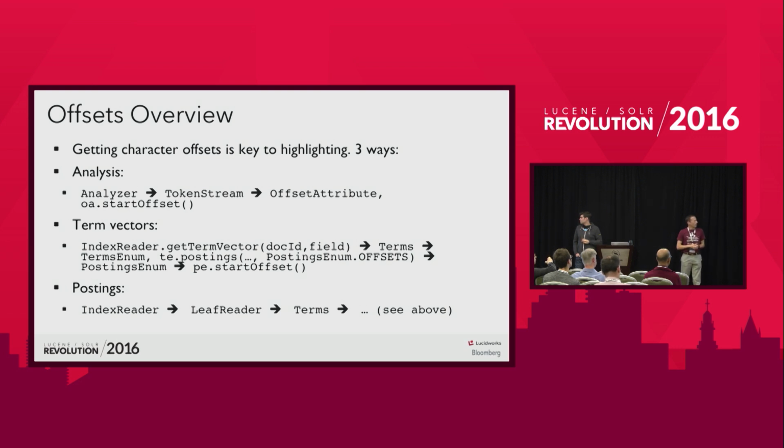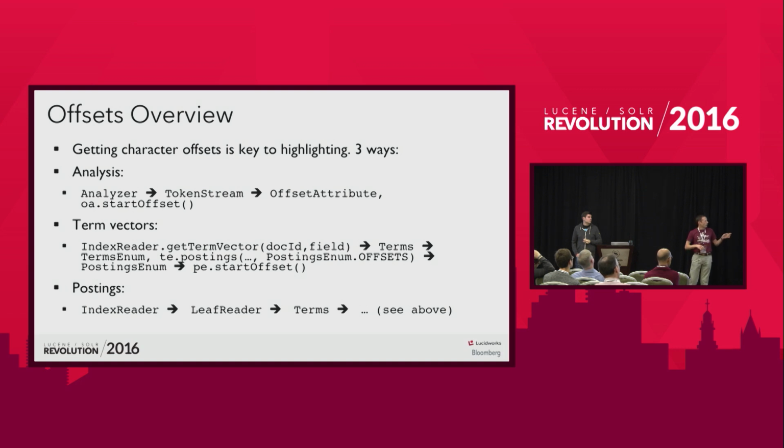Term vectors, a little more API involved. From your index reader, you can get the term vector. What's kind of interesting is that there is no termvector.java in Lucene. Instead, you get back a standard terms, but it's a special terms that's like a little mini index that's just for the particular document that you're interested in for a particular field. So once you get a terms, you can then get a terms enum, then you can get the postings. When you do that, you have to say that you want the offsets, otherwise it's not going to give it to you. And then as you iterate through the postings, you can get the start and end offset.